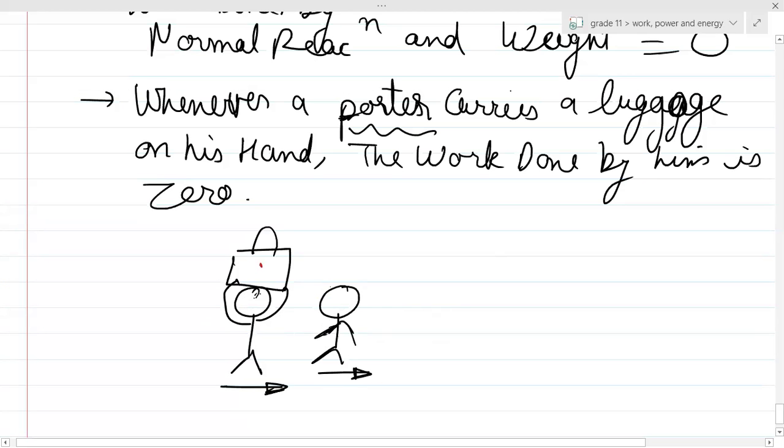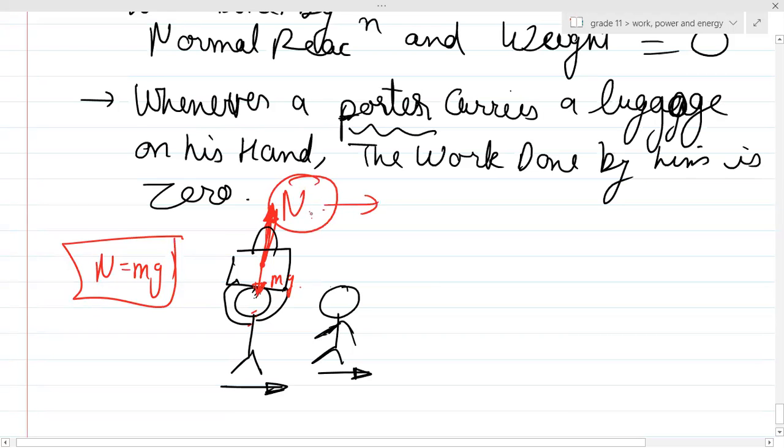Yes or no? So the bag's mg was acting downwards, and basically this guy was applying a normal reaction on this bag in the upward direction, है ना? And that is why the normal reaction and mg are basically equal. So what are you paying him for? You are paying him for applying this force. Okay?